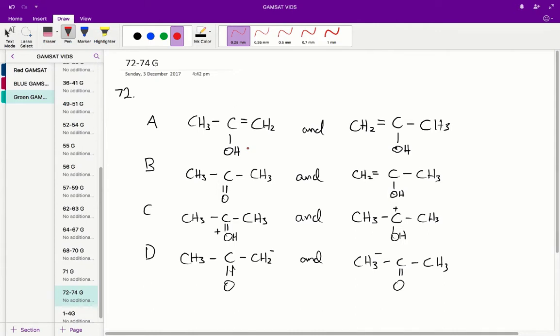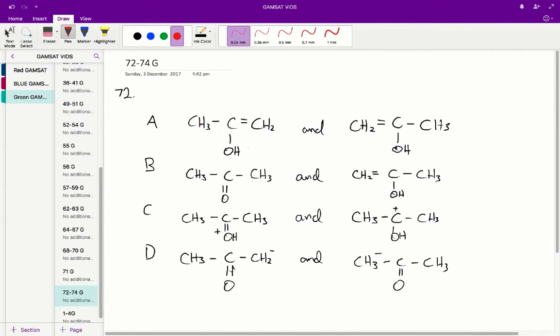So what we'd expect to see in our resonance structures is that they do not differ in the position of the atoms within each of these structures. Only the position of the electrons changes. So let's try and answer question 72, starting with A.